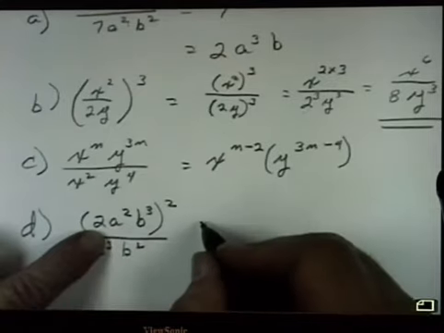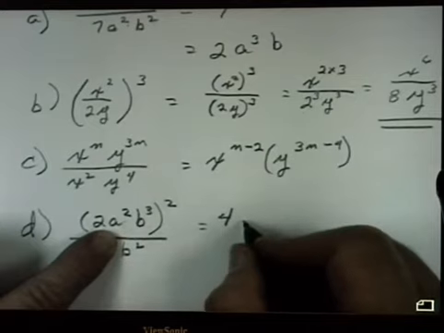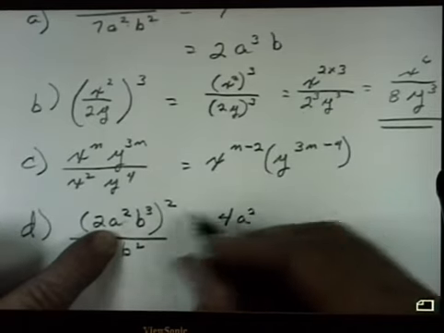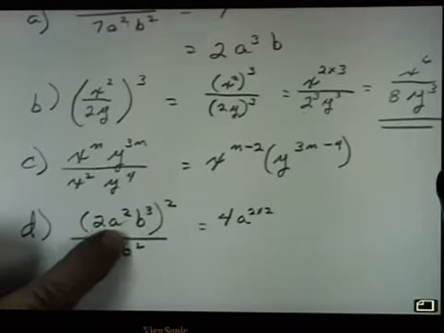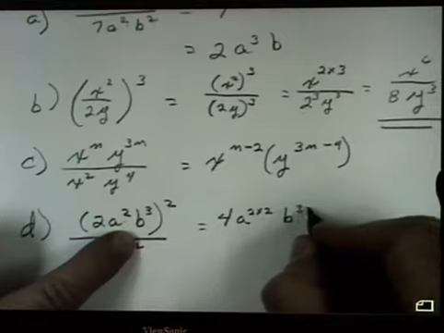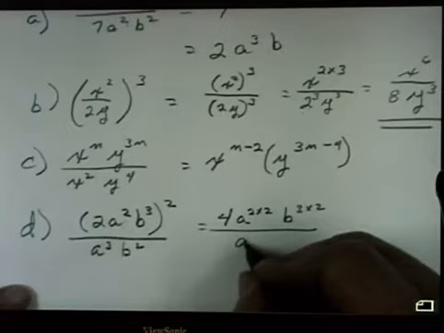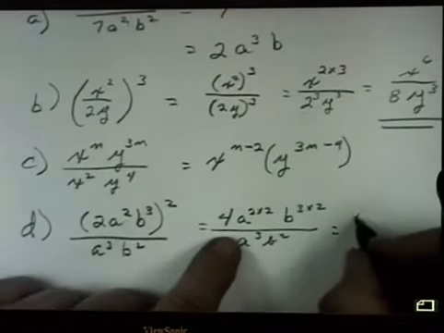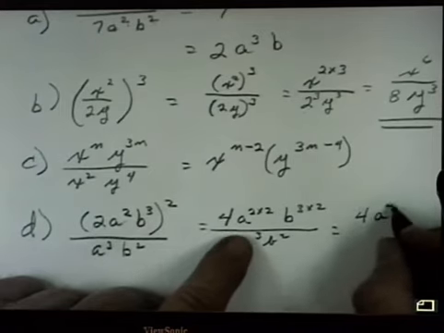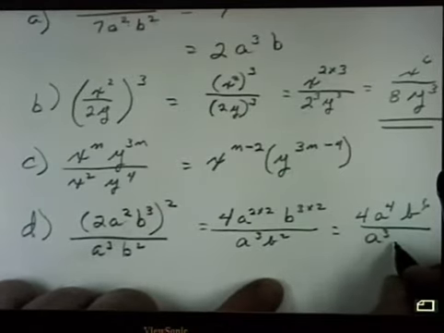2 squared is 2 times 2, which is 4. And then we're going to have a to the 2nd raised to the 2nd power, so we multiply because we're raising a power to a power. And b to the 3rd raised to the 2nd power, we multiply that because it's being raised to a power, all over a cubed b squared. So when we multiply these, we get 4a to the 4th b to the 6th divided by a cubed b squared. Now we're dividing.